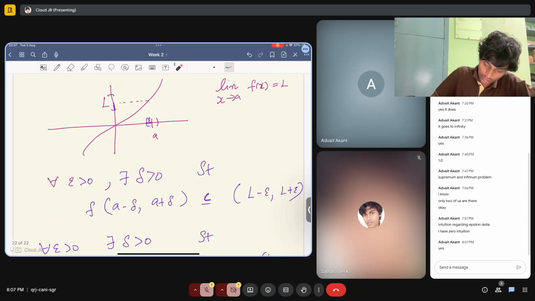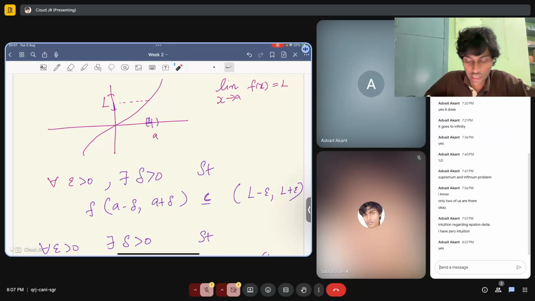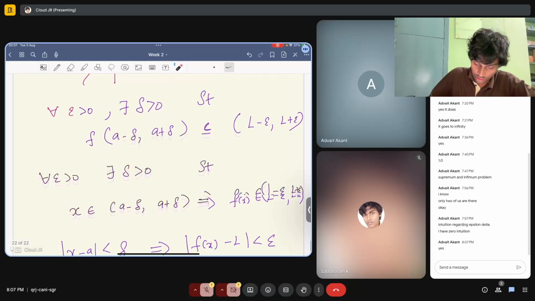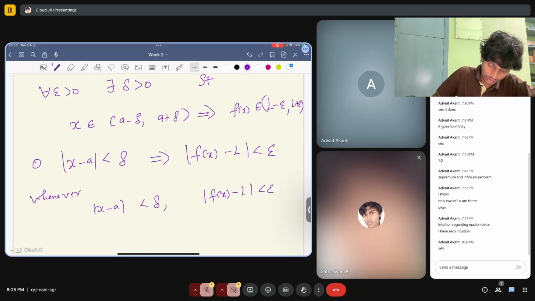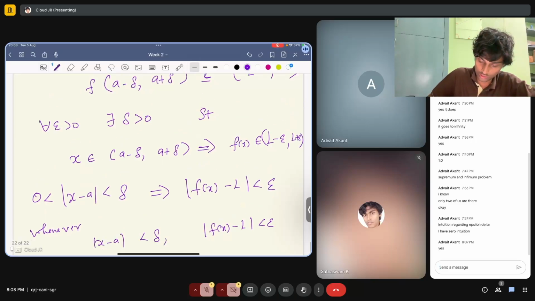A ball which is close enough to A, or a neighborhood close enough to A, the image of this is close enough to this. This is a much more interesting way to do it. Of course, I just have to say that I'm not taking the A here. So this is this set, minus the A. I don't care about what happens at A. So in this case also, it is 0 less than like this. So I have to change it here.